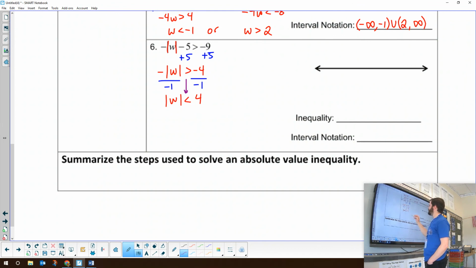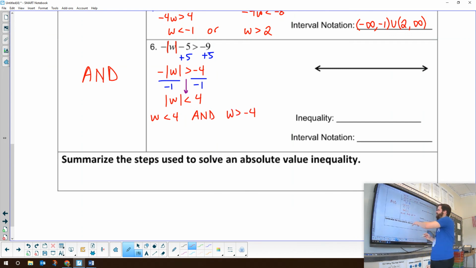My sign flips. And then all I have to do is, I know with absolute value we have a less than, so this one's going to be an and problem. So we're going to go w is less than 4 and w is greater than negative 4. And then bam, just like that, we have my answer. I'll put a point at negative 4. I'll put a point at positive 4. I'm going to leave both of these as open circles, and I know that this one comes together.